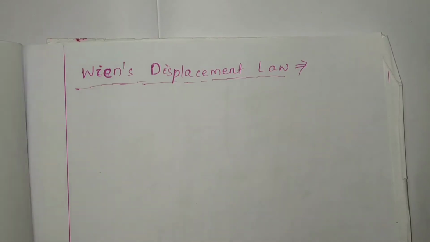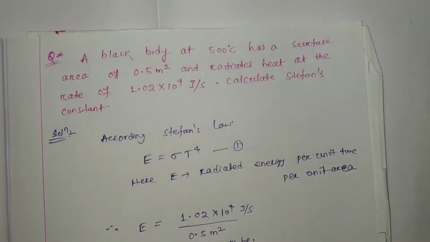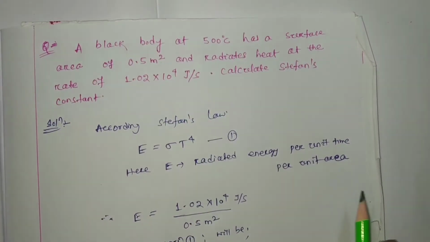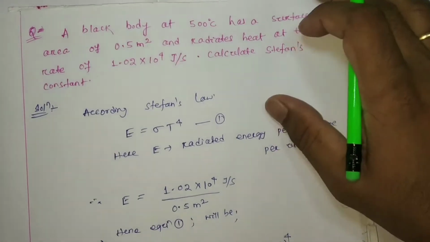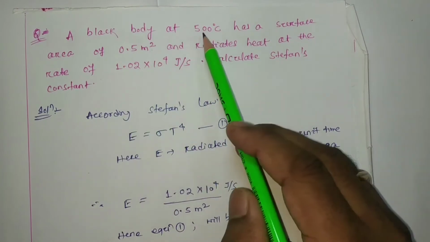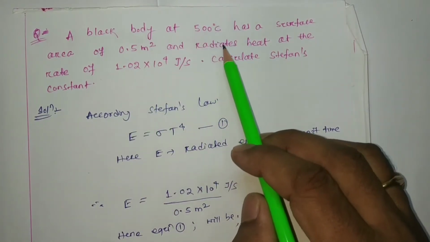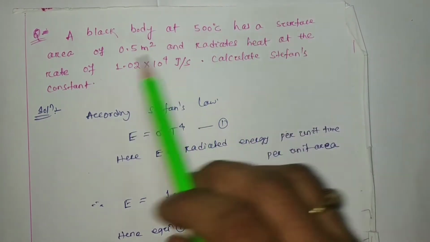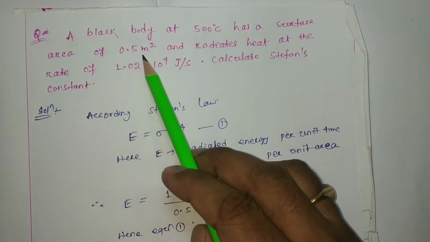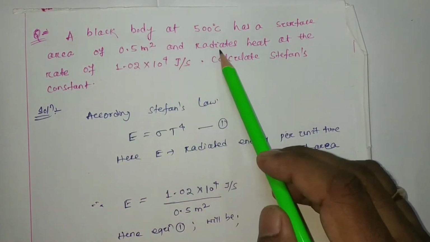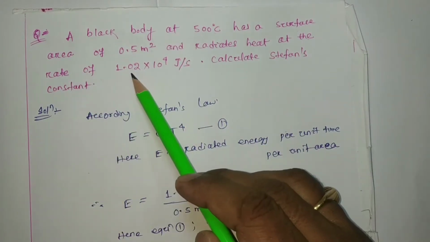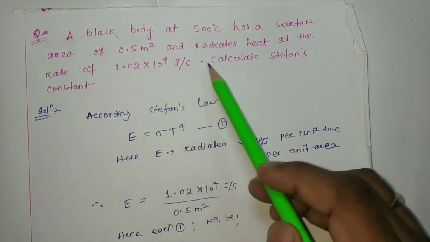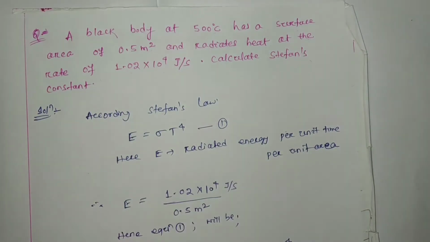Okay, so let's start. I gave this question in the last class, that is: a black body at 500 degrees centigrade has a surface area of 0.5 meter square and radiates heat at the rate of 1.02 into 10 to the 4 joule per second. Calculate Stefan's constant. This is the question.